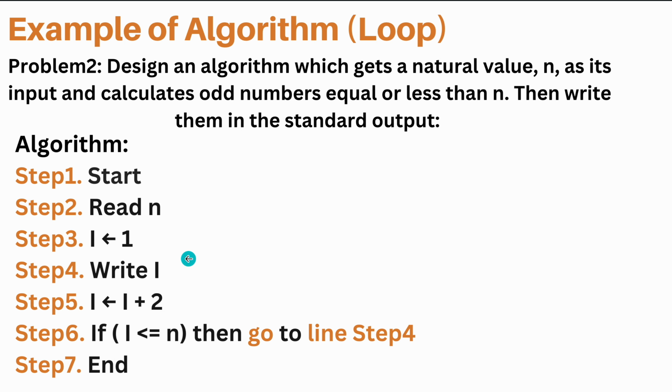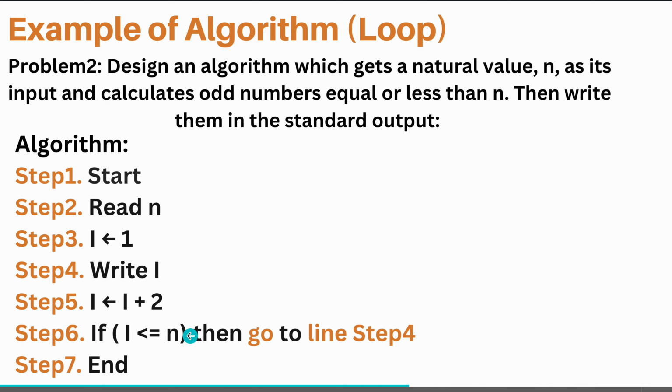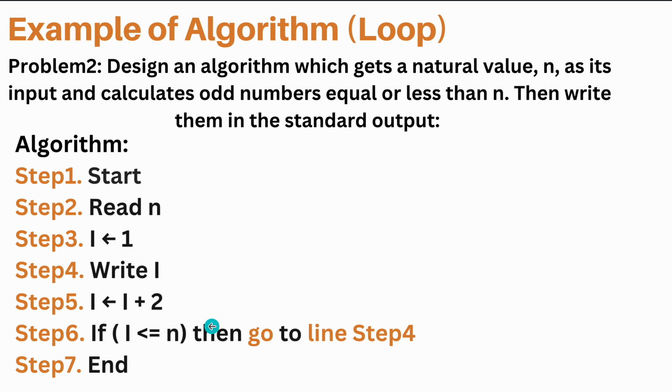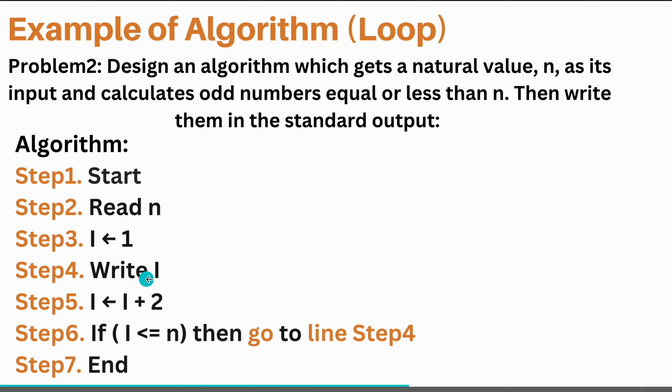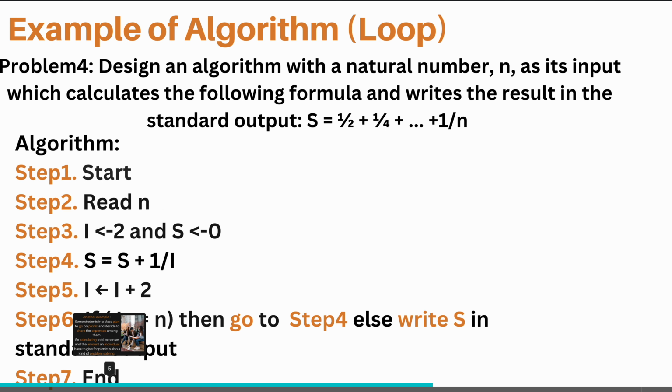I have written I as 1, and I increase it by 2. So first I was 1, and then I added 2, it becomes 3, then I is 3. If I is less than or equal to n, it means my number has not yet reached the number till which I have to find the odd numbers. Then go to step 4, write I, and keep doing this. So this will keep printing all the odd numbers. And once I reaches n, it will terminate. So I hope you understand what a loop is.